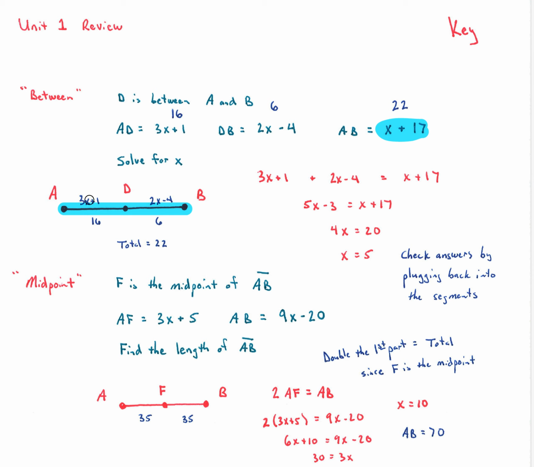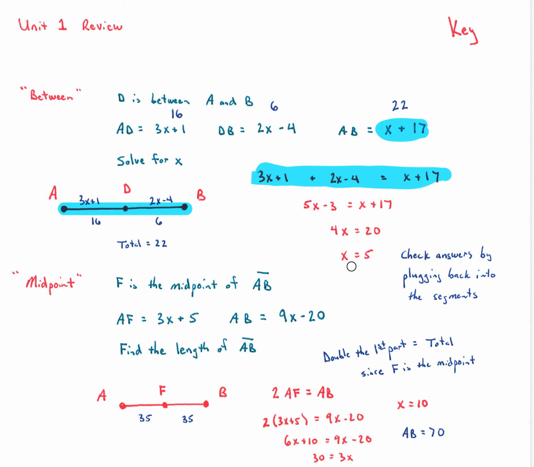I know that if I take the first part plus the second part, I get the total. And that's what I did right here. That's the segment addition postulate: first part plus second part equals total. Then the red is just me solving this.